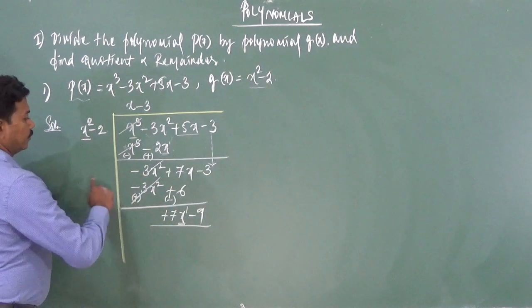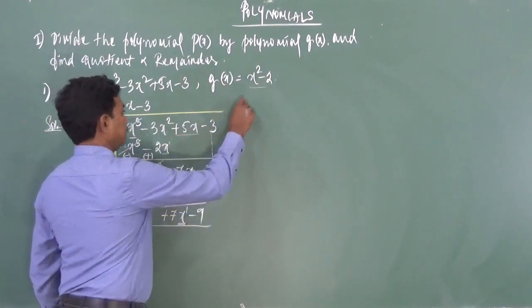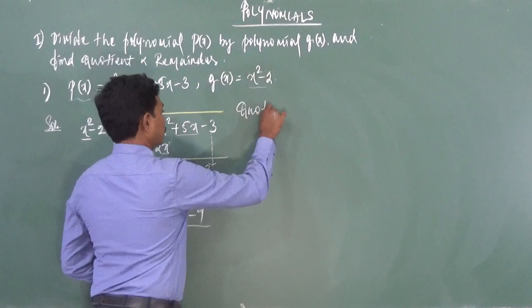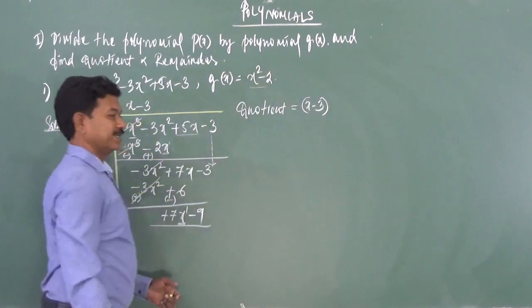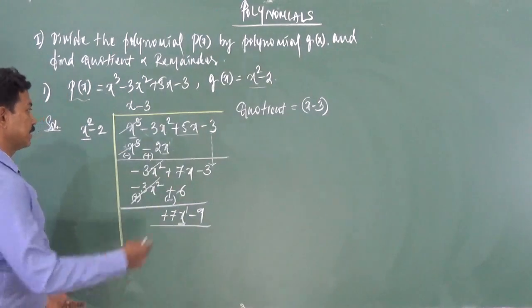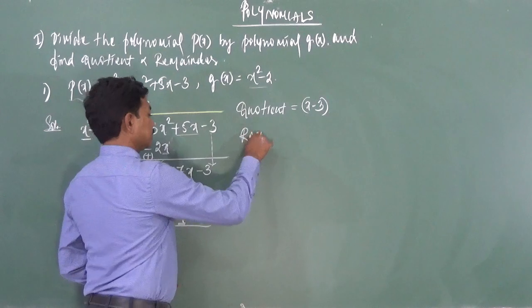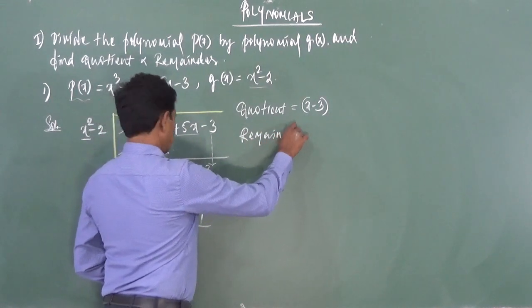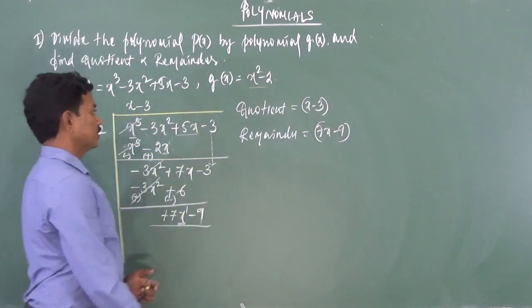So now we'll identify the quotient. So let the quotient be x minus 3. Quotient is equal to x minus 3. So if it is a binomial or any trinomial, please keep it inside brackets. So this is the remainder. So remainder is equal to 7x minus 9. So this is the quotient and remainder.